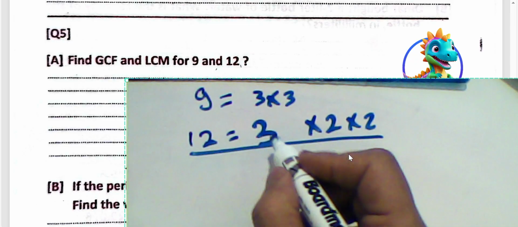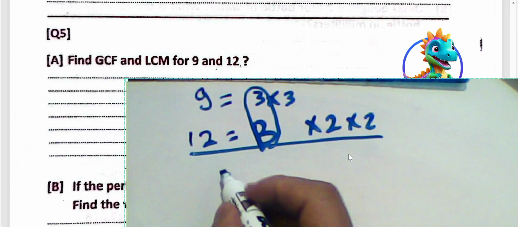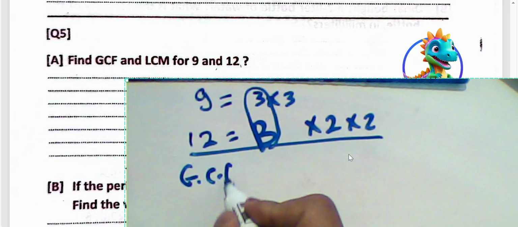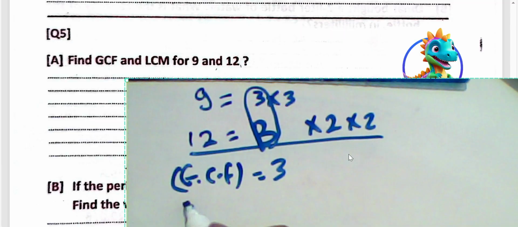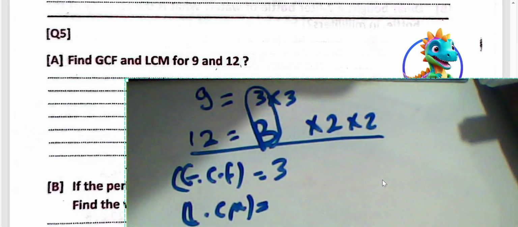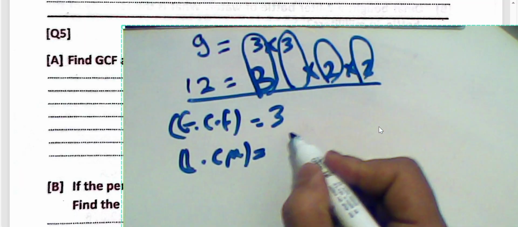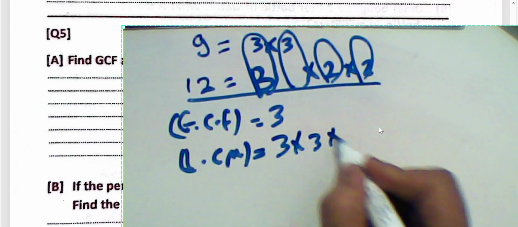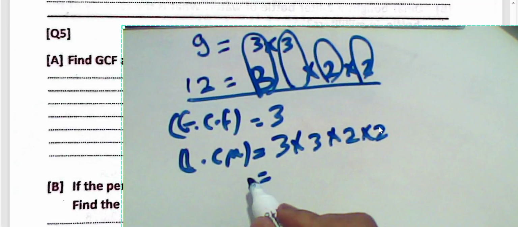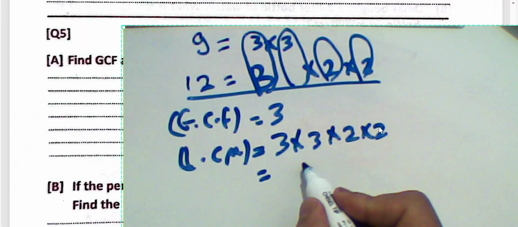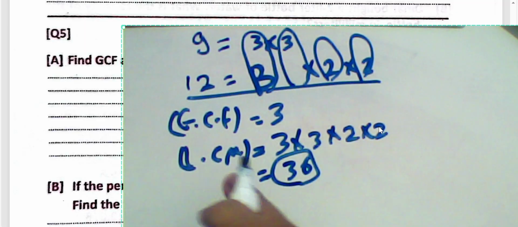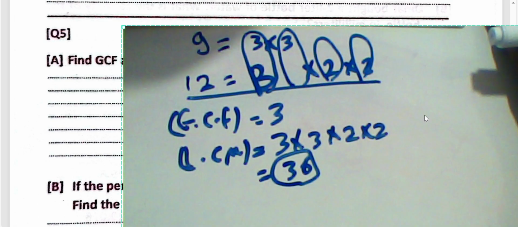Okay, and then find the same to find the greatest common factor between two numbers. The greatest common factor equals 3, and the least common multiple between them will be the product of all factors: the similar first 3, and second 3, and 2 and 2. 3 times 3, 9. 9 times 4 equals 36. Then 36 is the least common multiple between the two numbers.